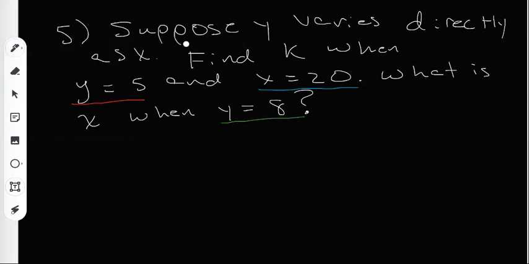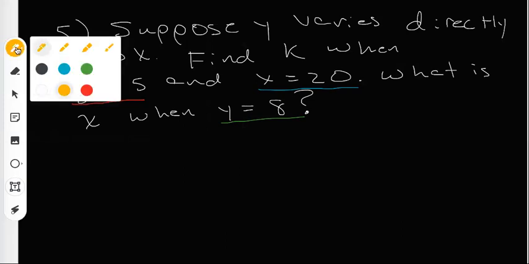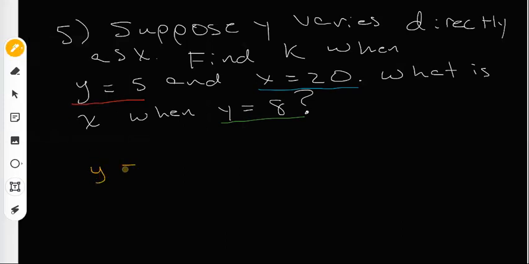So the first thing is, suppose y varies directly as x. Well, then we're going to have y equals kx. That's the formula for direct variation. k is just going to be a number that's not equal to 0. And then they tell us y equals 5. So if I know that y is 5, I can let y be 5. But they also tell us x equals 20. So I'm going to replace x with 20.